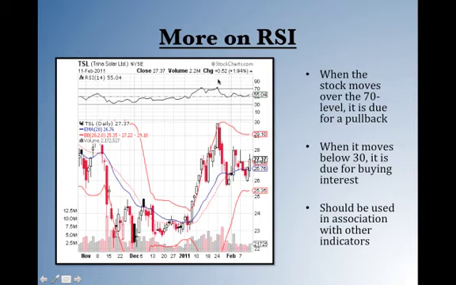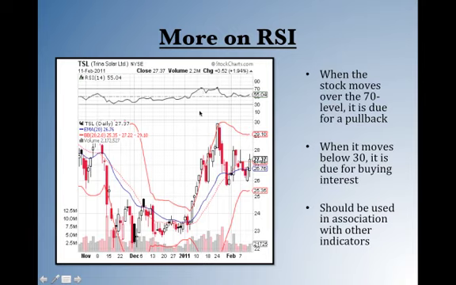And then as it broke 70 again up here, it was a great short sell once again as it moved back down. Now the stock bounces across the 50 line and moves up and down even if it hasn't hit 30 or 70. However, you can tend to bank on the fact that when the stock is right around the 70 level, it is a good time to short sell a stock in association with other indicators.